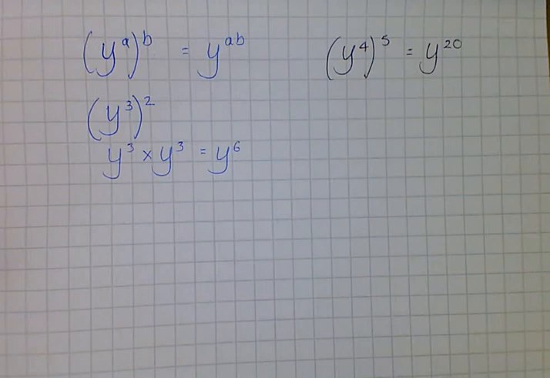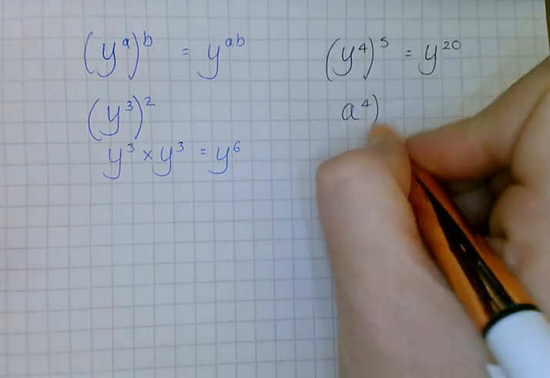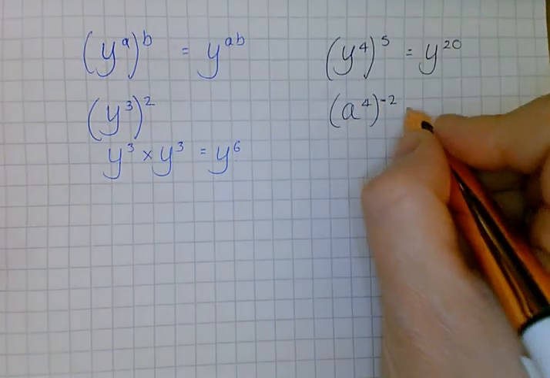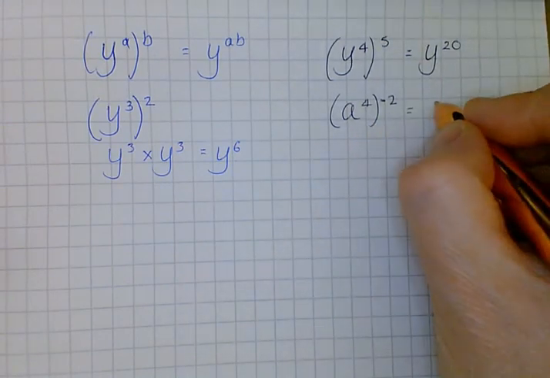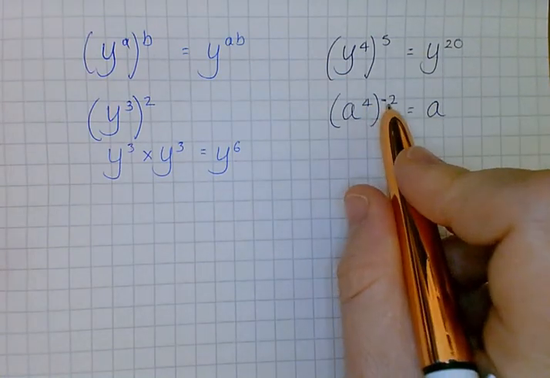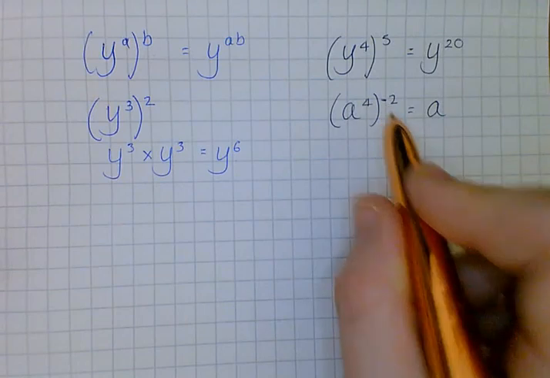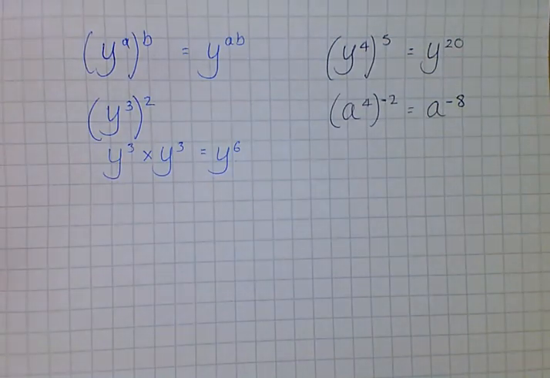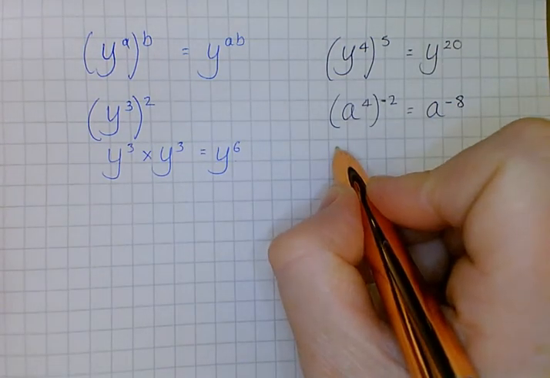Again, with negative numbers, the same rules apply. So if we had a to the power of 4, and then we raise that to the power of negative 2, we're still going to multiply our two indices. So we're going to have a to the power of 4 times negative 2. A positive number multiplied by a negative number is going to give me a negative answer. So it's going to be negative 8. And again, if we have numbers in front of the letters, we're still going to use the same method.